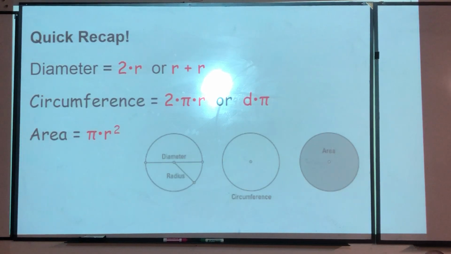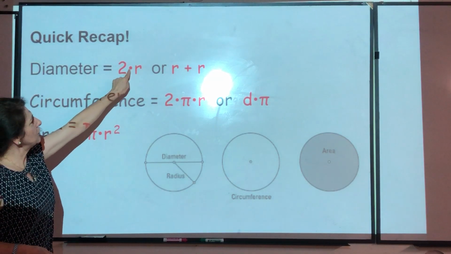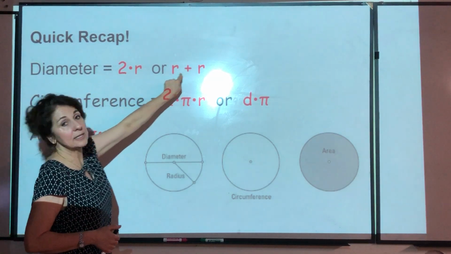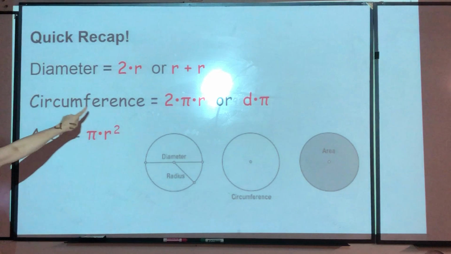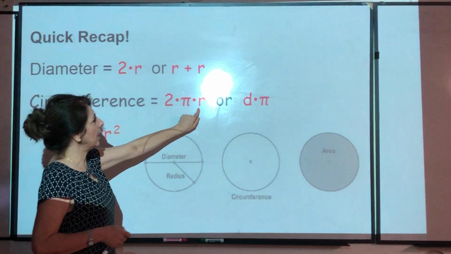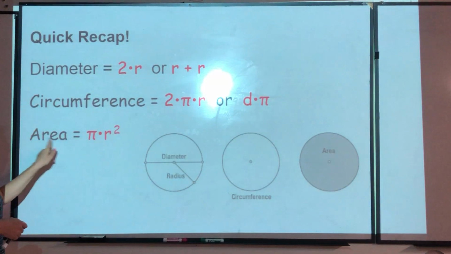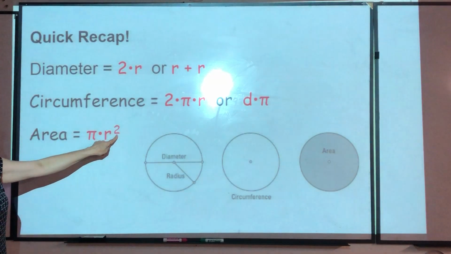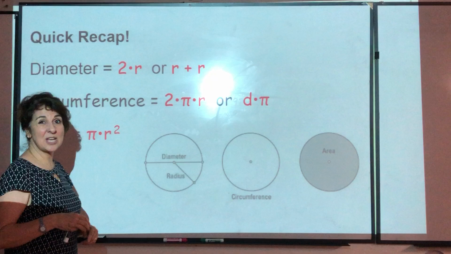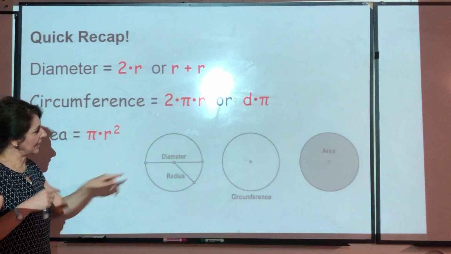Now let's do a quick recap of what we've seen today. Diameter, 2 times the radius or radius plus radius. The circumference, 2 pi r or diameter times pi. And the area, pi r squared. So here are the 3 shapes, 3 figures, so you don't forget.